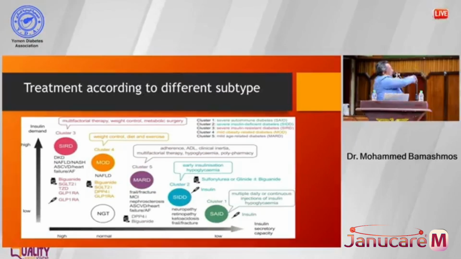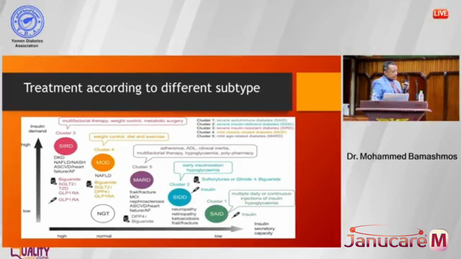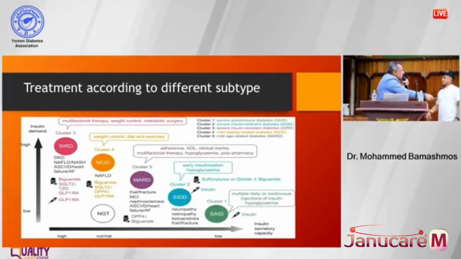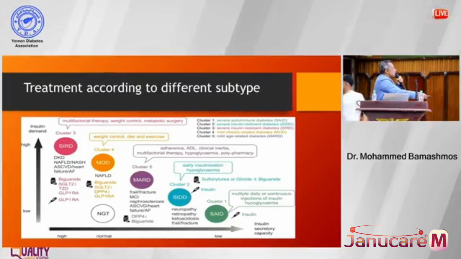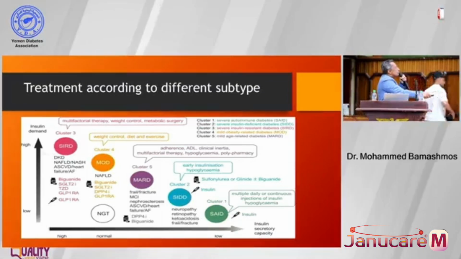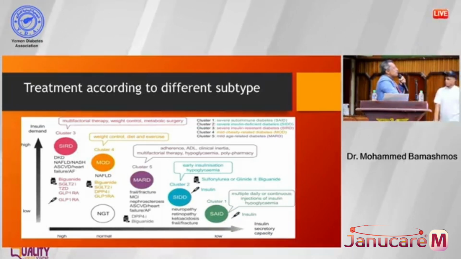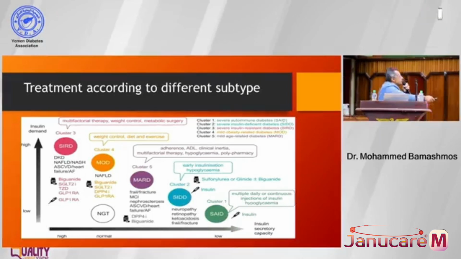This is the treatment according to the subtype. Here there is something called increased secretory capacity, and here insulin demand. So in the first type, severe autoimmune diabetes, the treatment of choice is insulin. The second type is severe insulin deficiency diabetes. You can start with sulfonylurea or glinides, plus or minus metformin. If this fails to achieve the glycemic target, you can start with insulin.